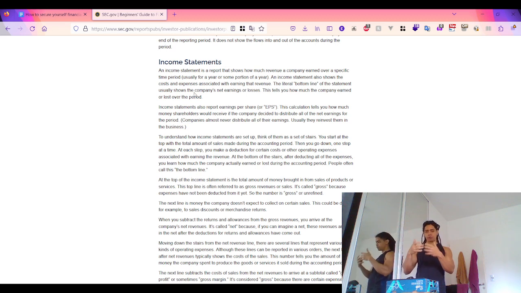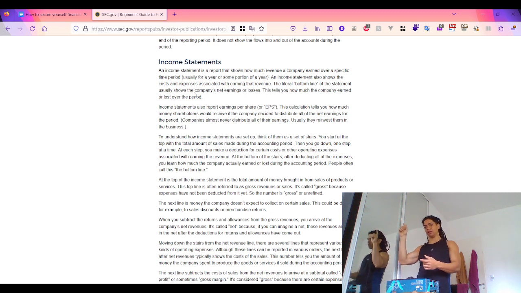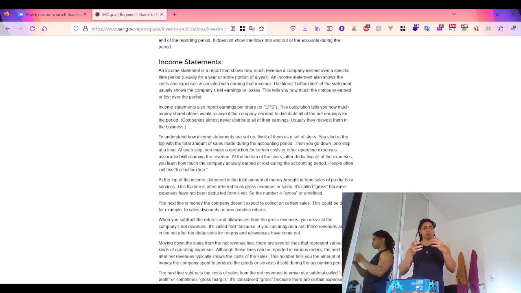So broadly speaking, you start with the total amount of revenue, and then you deduct things like money that a company doesn't expect to collect, such as merchandise returns or discounts. So you reach the net revenue. And from there you deduct things like the cost of sales, which is how much money a company is paying to produce the goods and services over a period of time. Once you deduct that, you reach the gross profit.